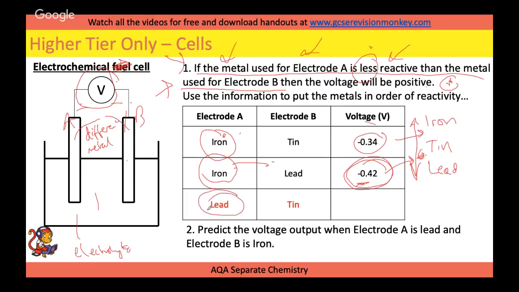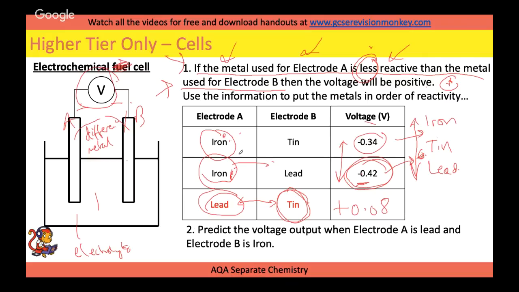Then we need to predict what the voltage output is going to be here. So we have lead as electrode A, which we now know is least reactive, and then we have tin as electrode B. So looking at this statement, we know that the voltage output must be positive, because if electrode A is less reactive than electrode B, then the voltage is positive. And because we've got lead and tin, previously we compared it to iron. So the voltage that they produce will be the difference between these two. So the voltage that they produce will be 0.08. So that's the kind of question that they might ask.